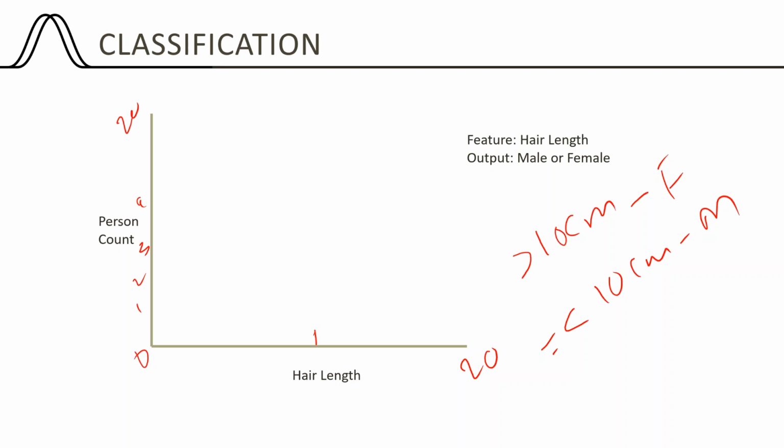So the 10 centimeters will be somewhere here. My first person's hair length may be some 5, right? Second person's length may be somewhere here. So I may have some data like this. Every person will have different data. So does it make sense? I can draw a line and say that these are the male and these are the female just based on the hair length.